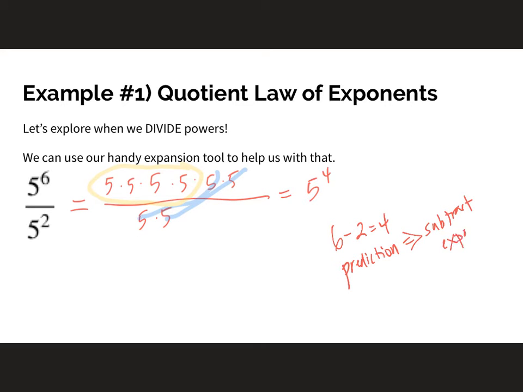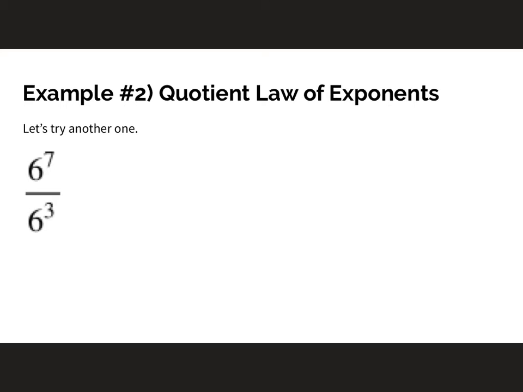I'm going to see if that holds true in my next example. So we're going into this next example with this prediction that we can just subtract these exponents, based on the relationship I saw between my two original exponents, 6 and 2, and the exponent I have in my quotient, which is 4. Let's try this one out. So I have 6 to the 7th divided by 6 to the 3rd power.